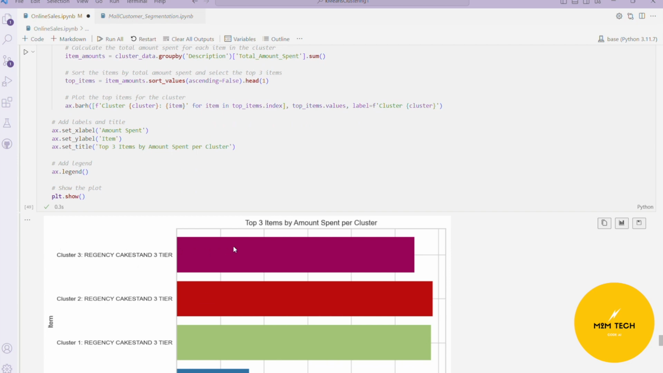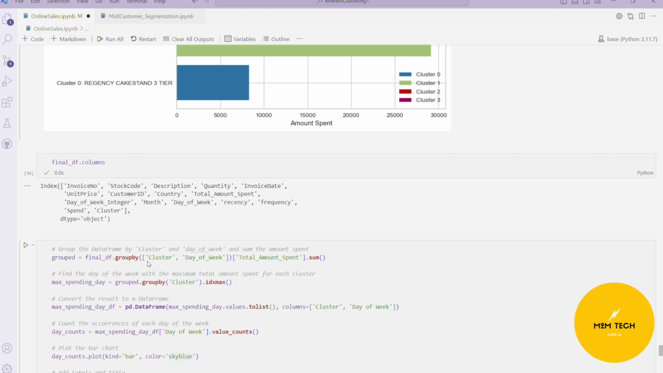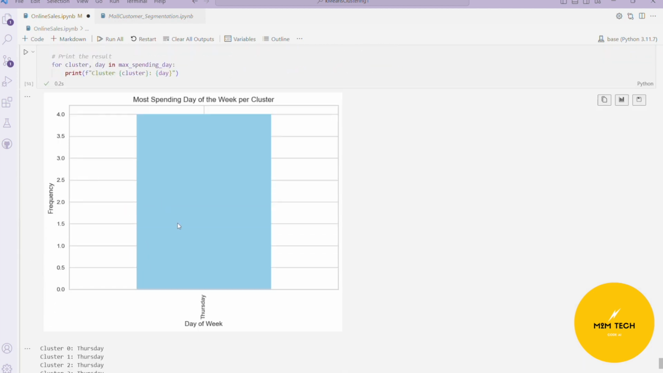These are the top items in each cluster that they spend upon, and then this is the day of the week that they spend most. Each of the clusters spend the most on a Thursday.